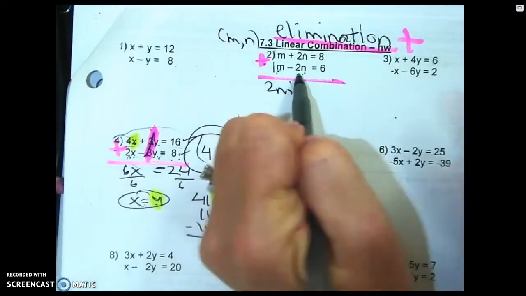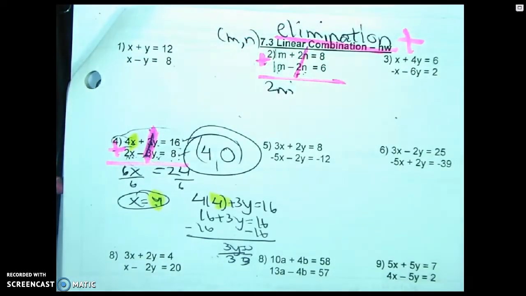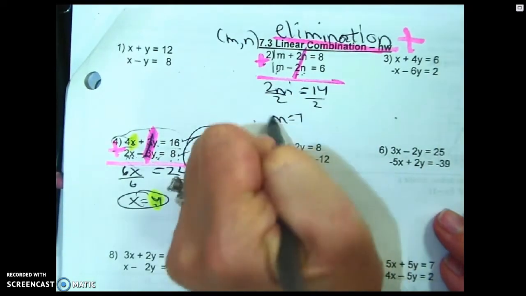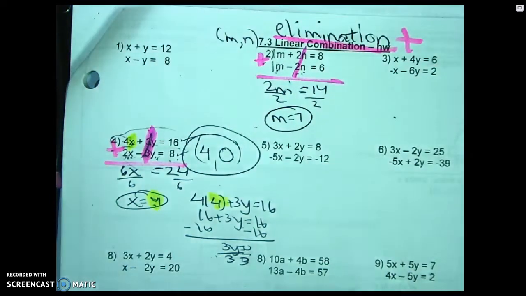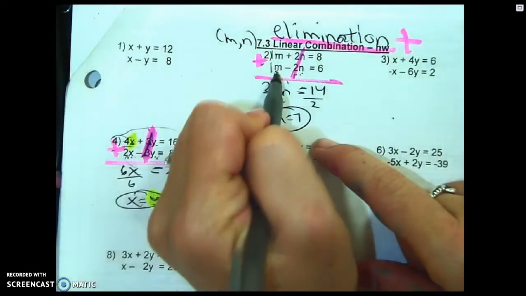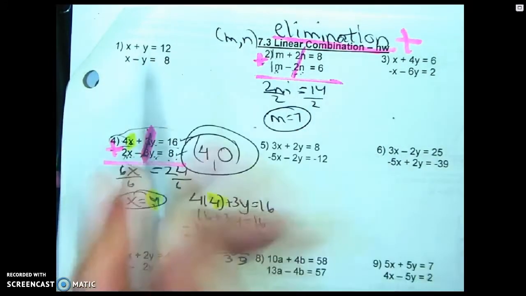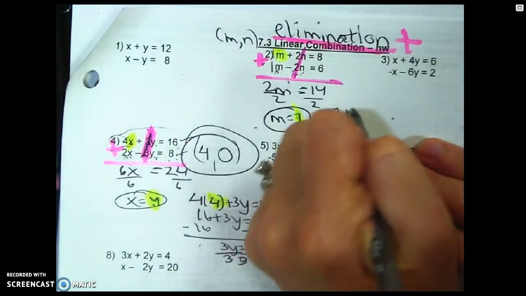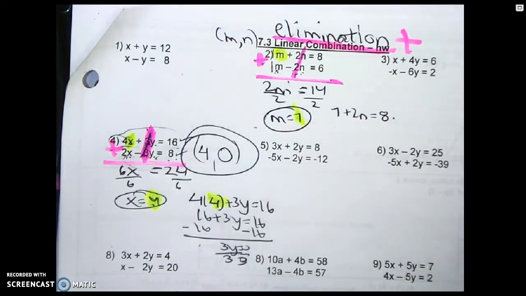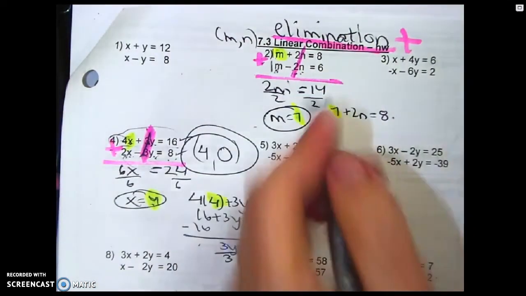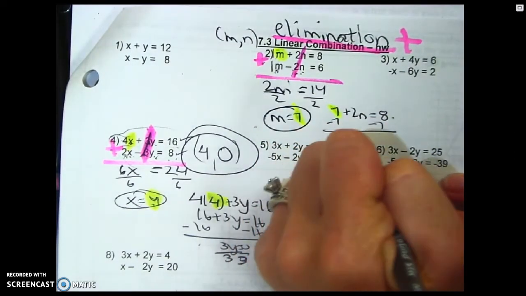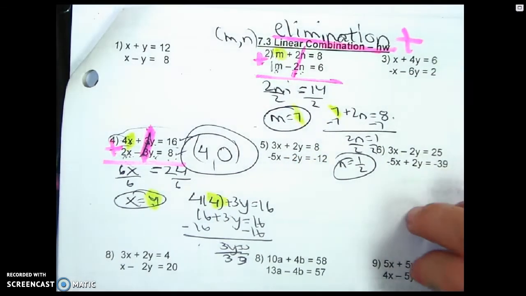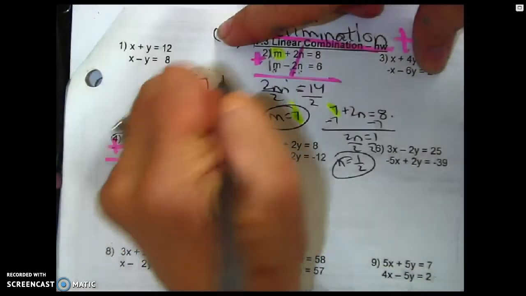But then if you look, 2 plus negative 2, yes, my n got eliminated. It becomes a lot easier to solve. Divide by 2, m equals 7. I have my m, now I need to plug it in to get my n. You can pick the second one, but there's a negative. I don't like negatives, so I'm going to pick the first one. I take the 7, I'm going to plug it in for my m. So I'm going to go 7 plus 2n equals 8. So there's my m being plugged in. Subtract 7, 2n equals 1, divide by 2, n equals 1 half.